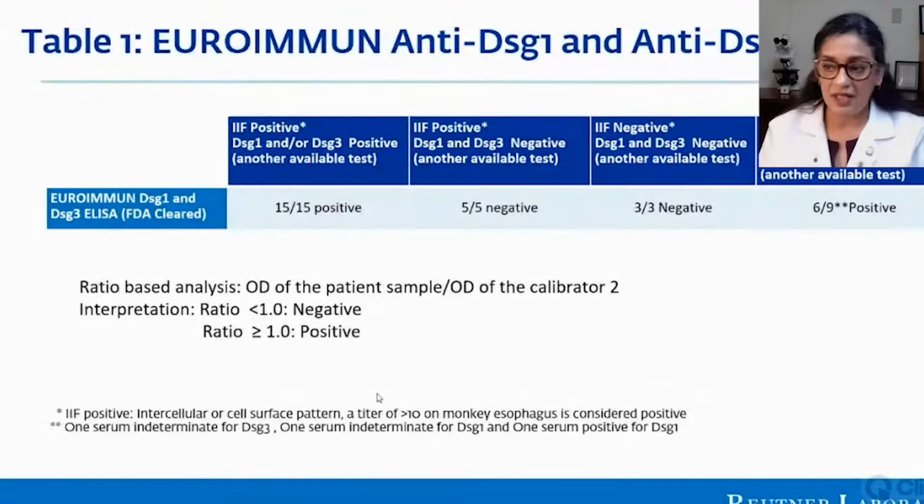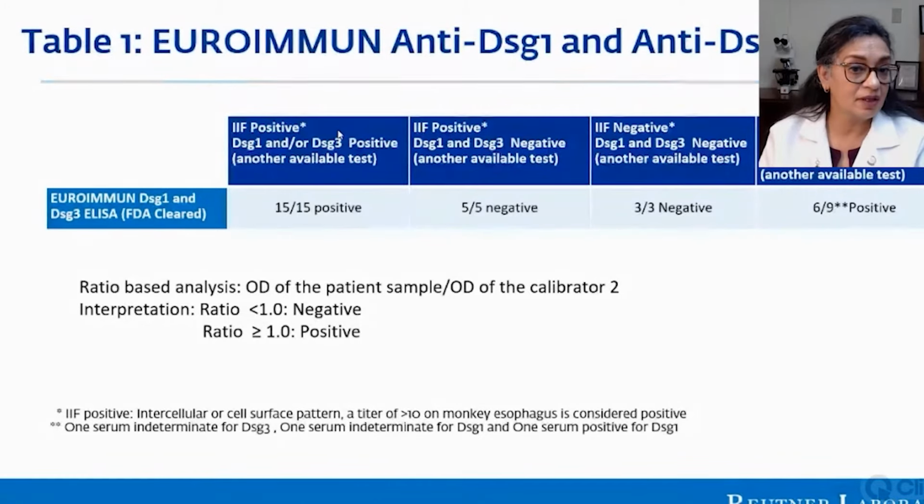So we compared the results of Euroimmune DSG1 and DSG3 at Boynton Labs with another commercially available ELISA. In this small study, we included 4 groups of sera. The first group was sera that were IIF positive and DSG1 and/or DSG3 positive. The second group included sera with IIF positive and DSG1 and 3 negative with another test. The third group was where both IIF and DSG1 and DSG3 were negative. The fourth group was sera which were IIF negative and DSG1 and/or 3 positive or indeterminate.